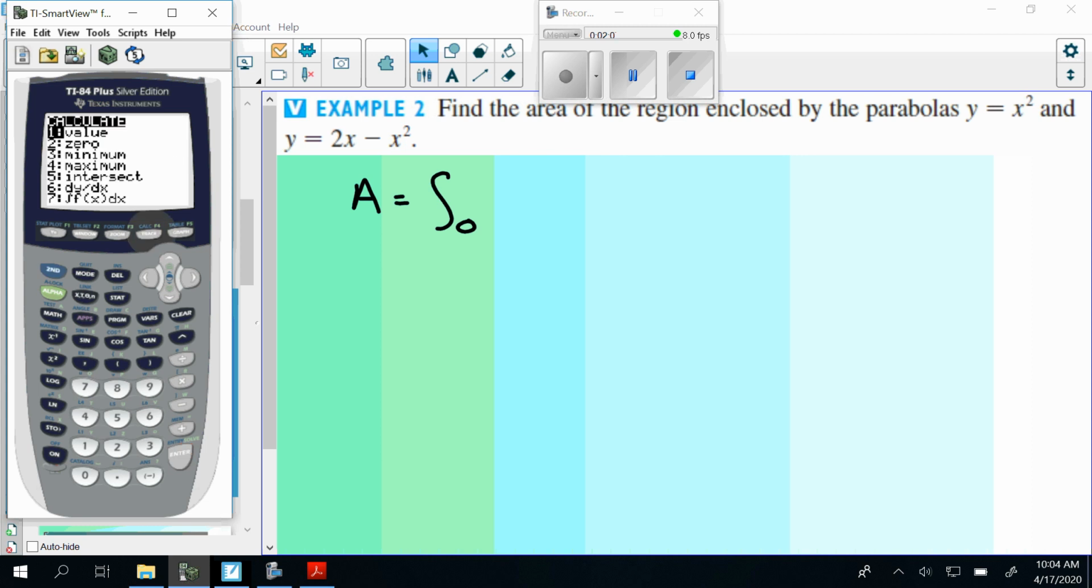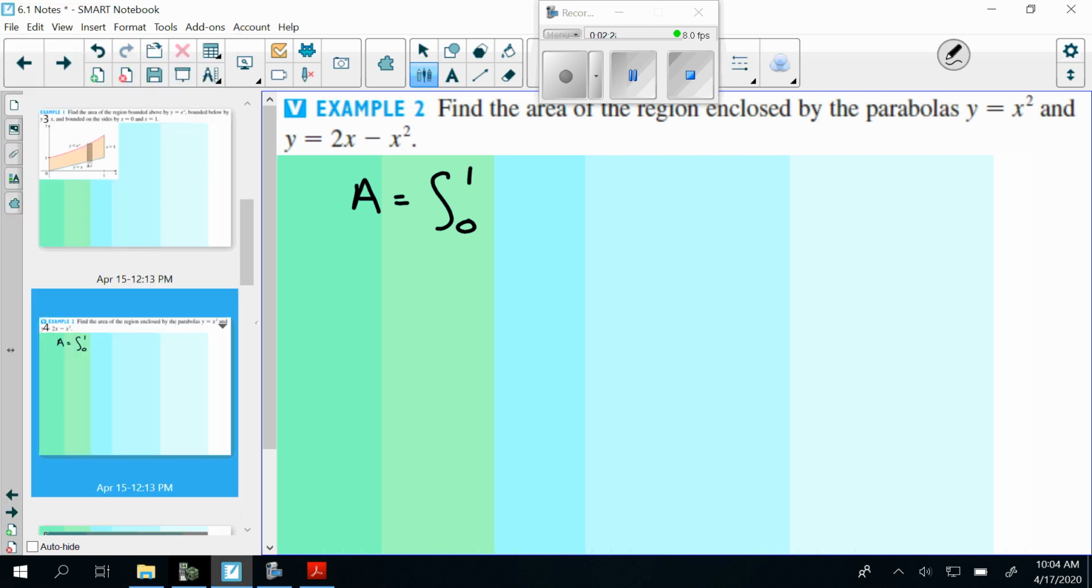You can do it a second time and figure out that other intersection point. So again, go to calculate, select intersect, use your left and right arrow keys, put it near that other intersection point, hit enter, do the same thing on the second graph, that's close enough, hit enter one more time, and you can see 1 is the other location.